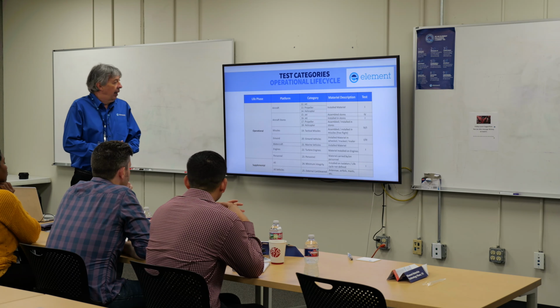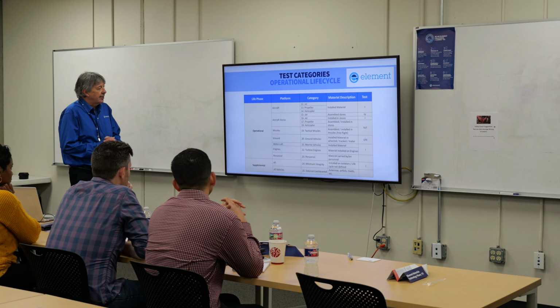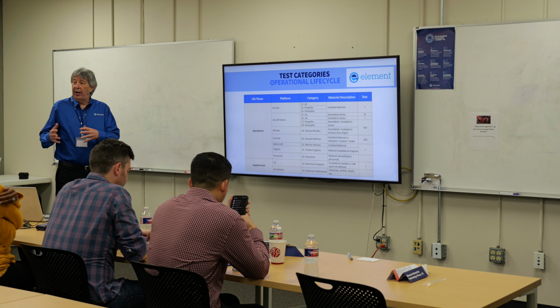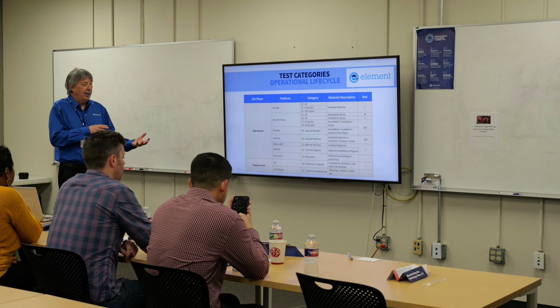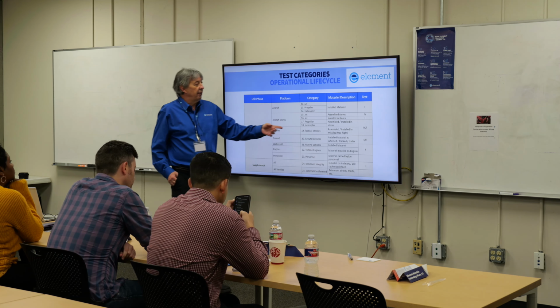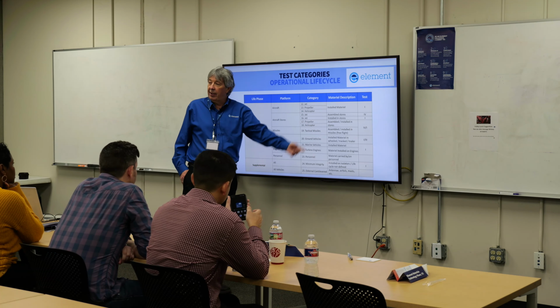And then we have the operational tests. You've got aircraft, aircraft stores, missiles, ground, watercraft, engines, personnel. Supplemental, again, external, we have no direction. So once you know your life cycle, and you know how you're transporting it, where it's going to operate, and how it's going to operate, you can go through and find your category, and then you can find your test method.